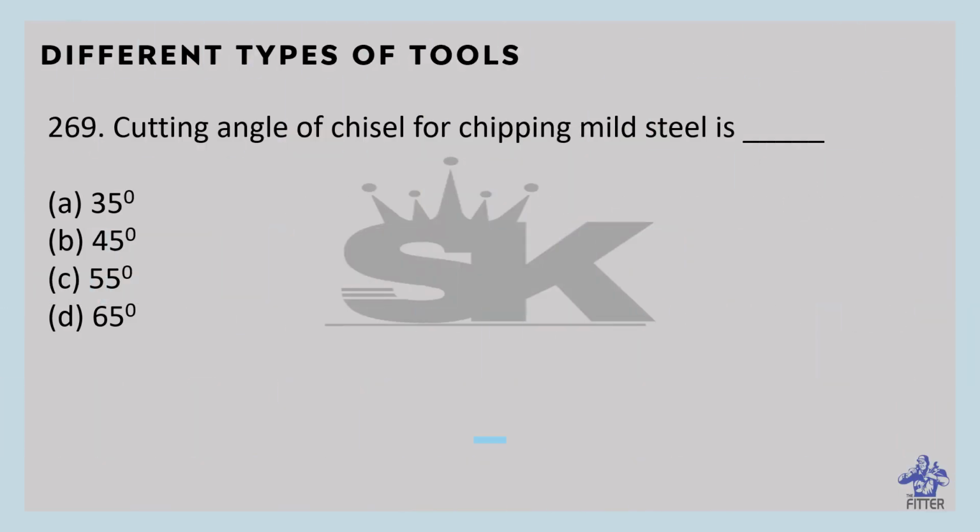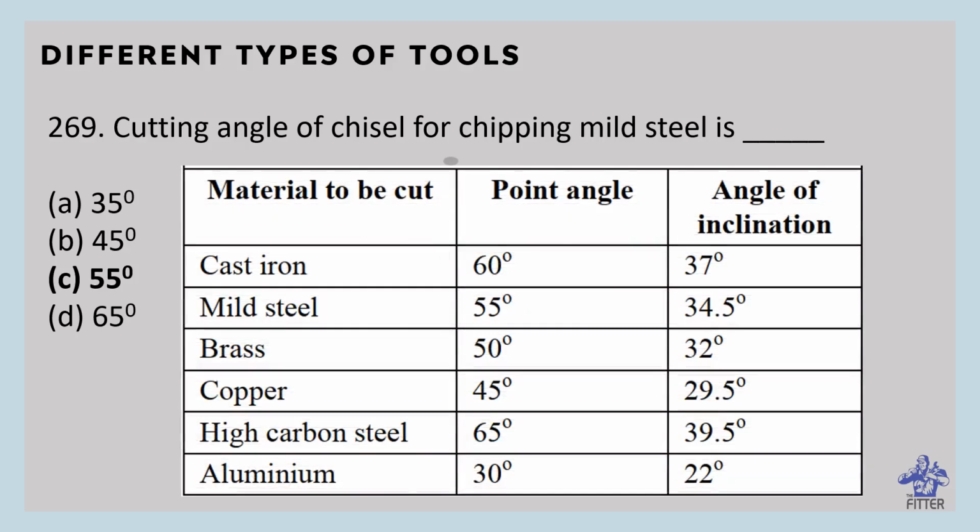Cutting angle of chisel for chipping mild steel is 55 degrees. And here I'm mentioning different types of material with point angle and angle of inclination. Okay, this is very important. You may get questions from this. Please remember.